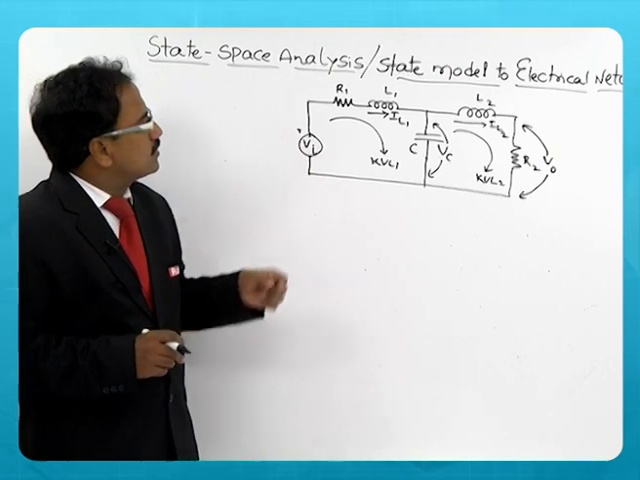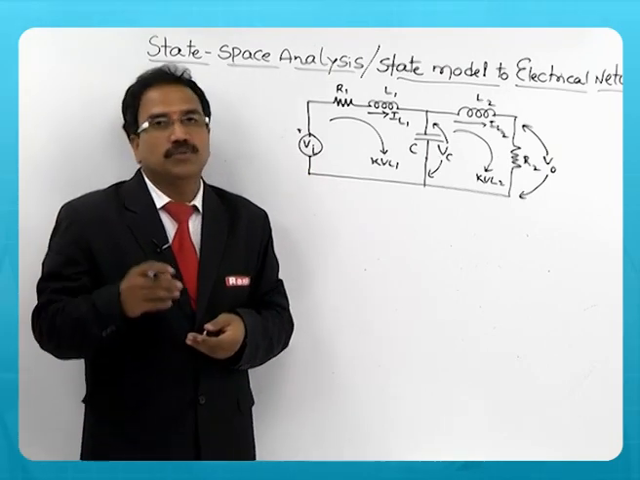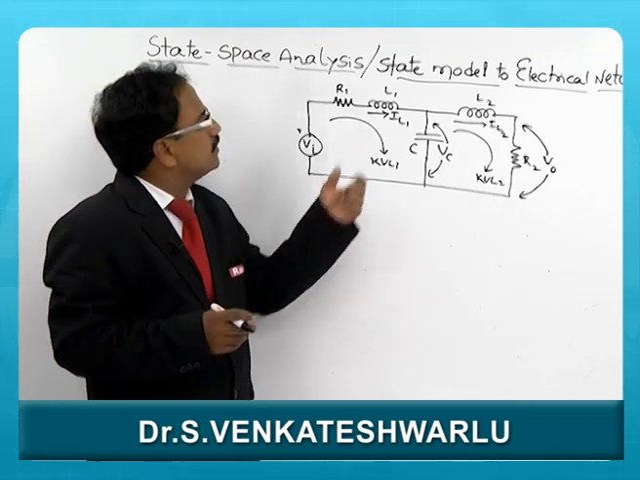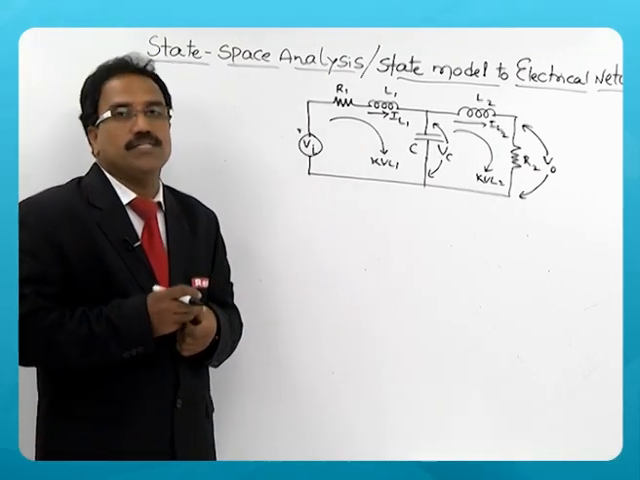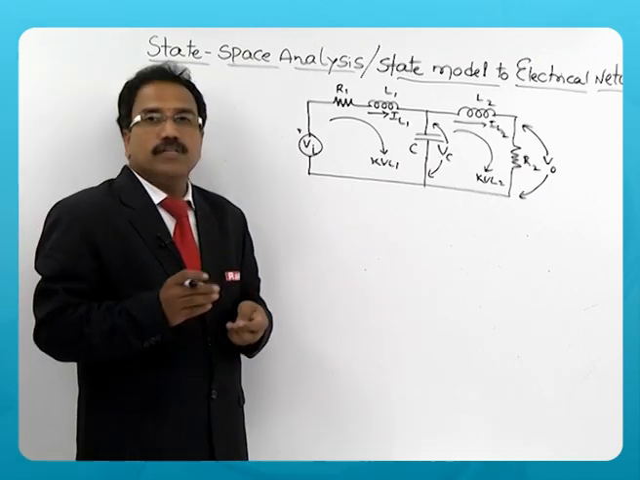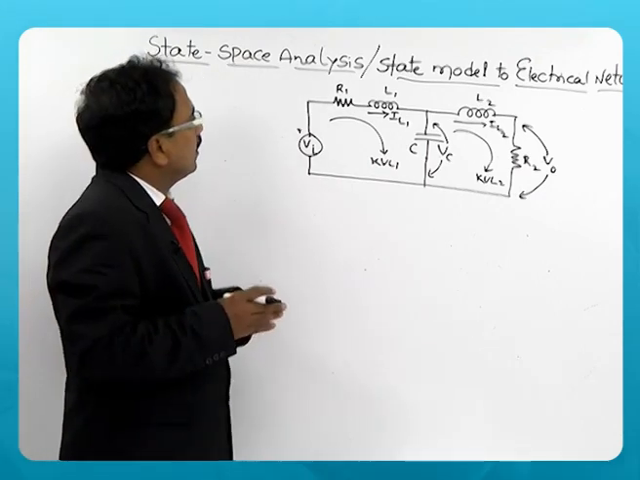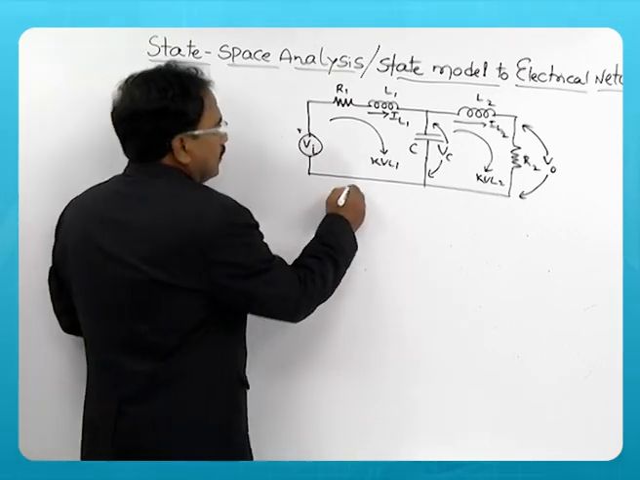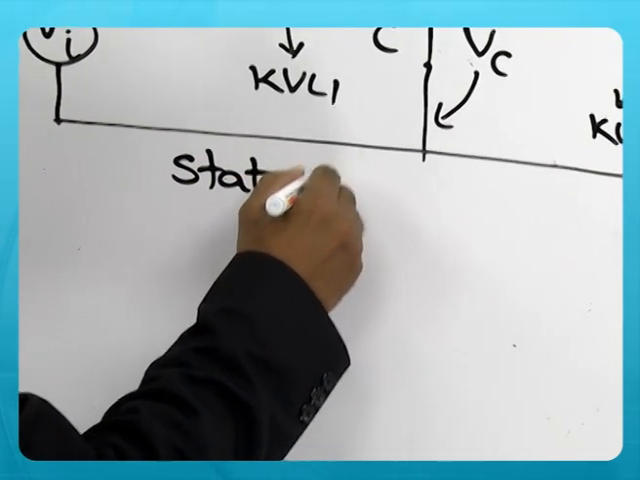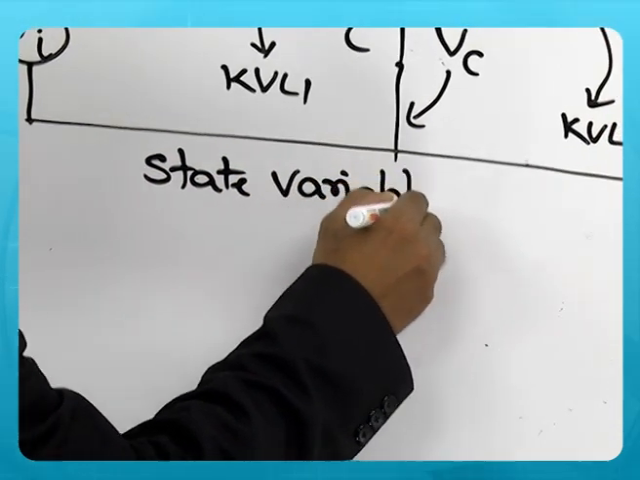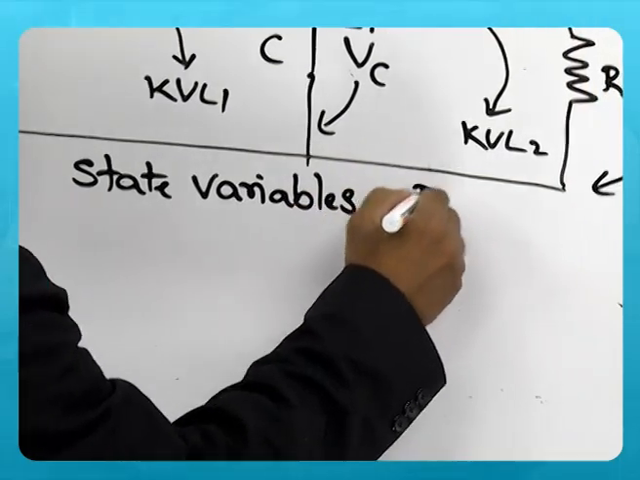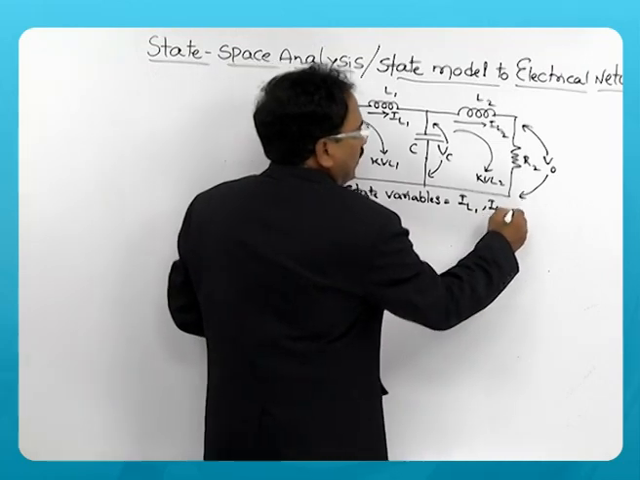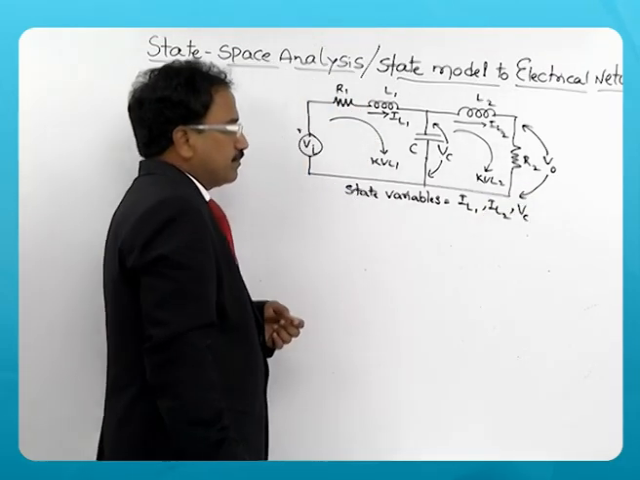So, for this given electrical network, how to obtain the state model? You can see here the number of inductors in the network is 2 and there is 1 capacitor. So, state variables have to be chosen first. They are nothing but the current through the inductors and the voltage across the capacitor. So, the state variables for this network are the currents through the inductors IL1 and IL2 and the voltage across the capacitor.